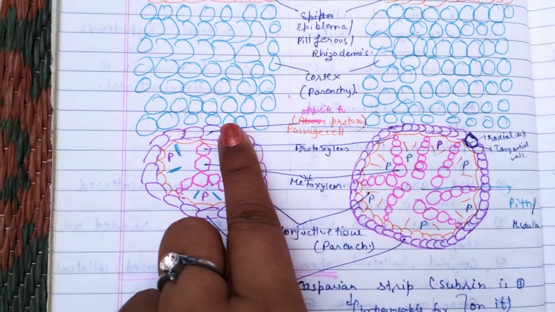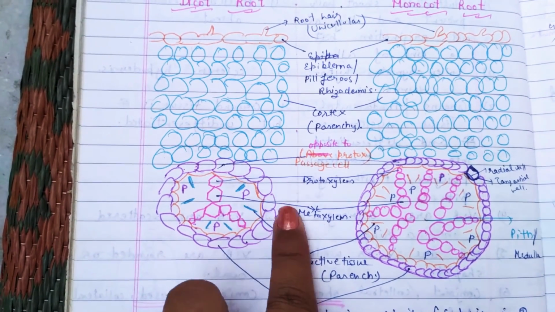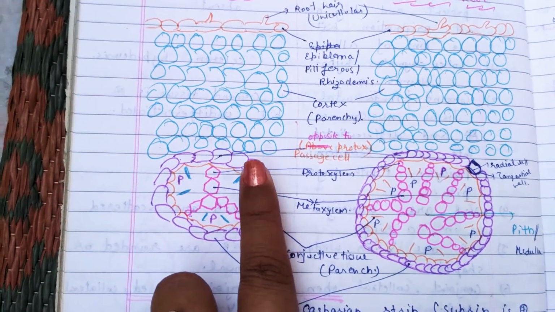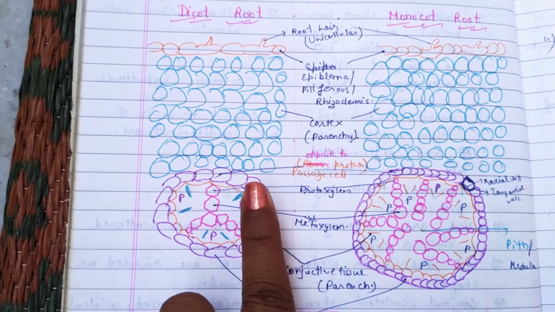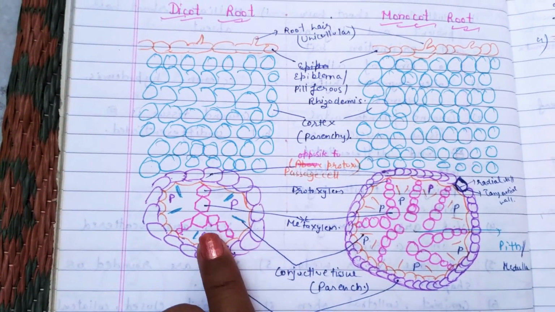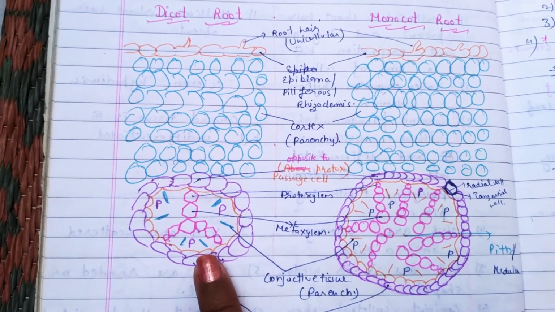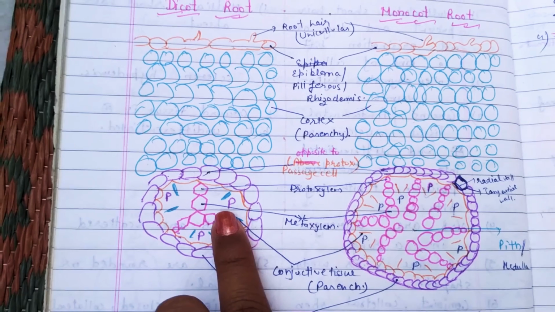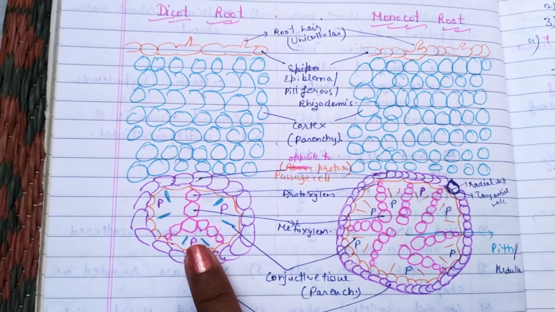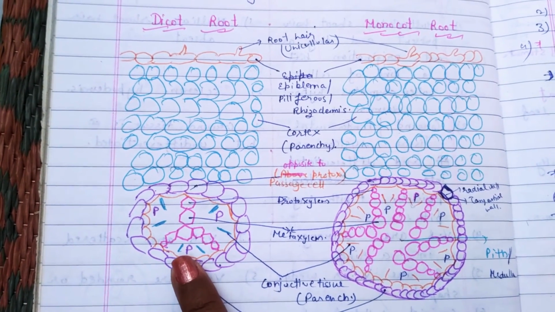Now in the dicot root, below the endodermis, which is made up of two types of cells, there is a layer of pericycle. In the dicot root, xylem and phloem are present radially, meaning they are present on different radii. They are not alternate with each other and not on the same radius, and that's why radial vascular bundles are present in the dicot root.